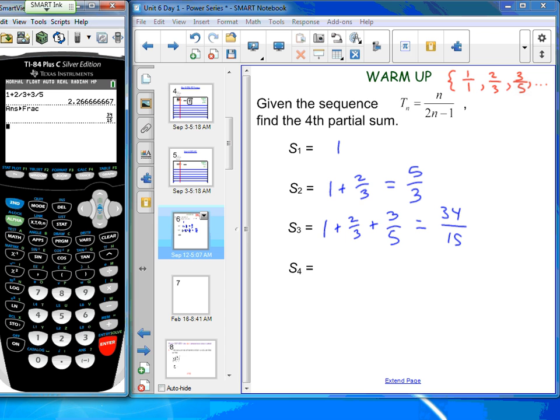And then I can just add on the next term to keep going. For my fourth partial sum, my fourth term would be 1, 2, 3, 4 sevenths. Is that right? 4 sevenths. So I'm adding 4 sevenths onto my previous sum, and I'm getting 298 one-hundred-fifths.